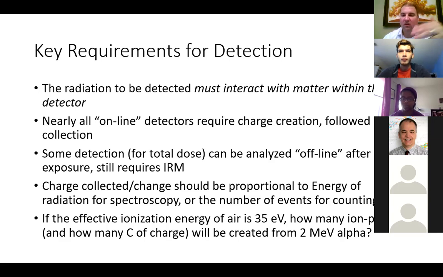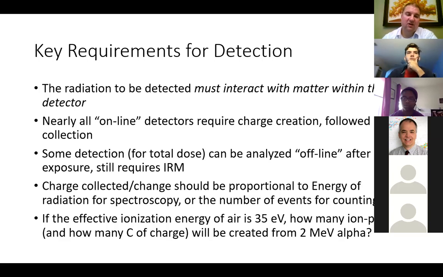Sometimes they get collected quarterly. And the total amount of radiation they've been exposed to has somehow changed that material. The amount of that change can be read through other techniques that we'll get to. But for those changes to occur, even in those offline detectors for total dose, there still had to be interactions of that radiation with that matter.